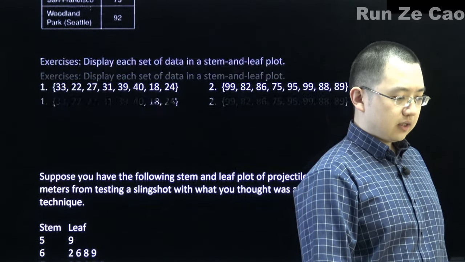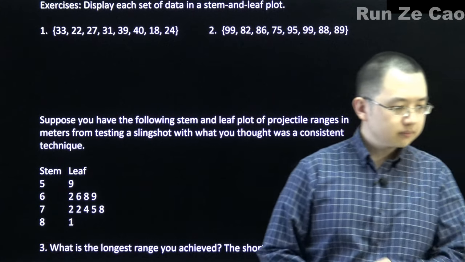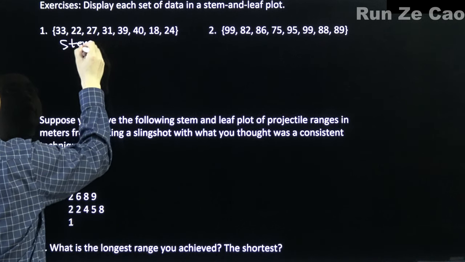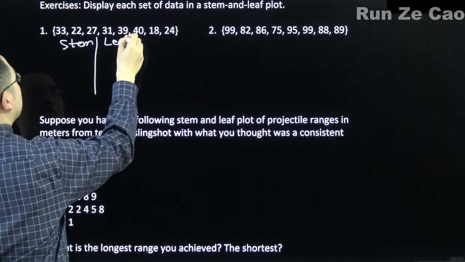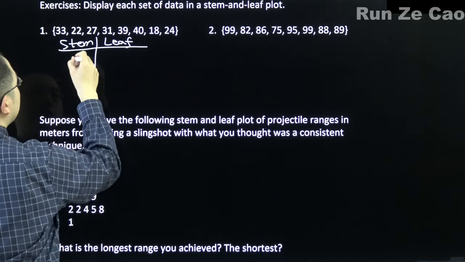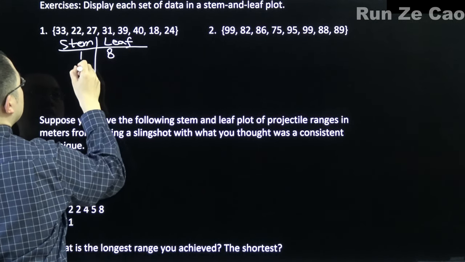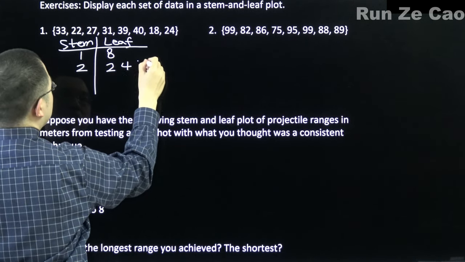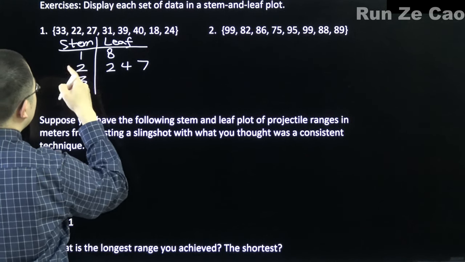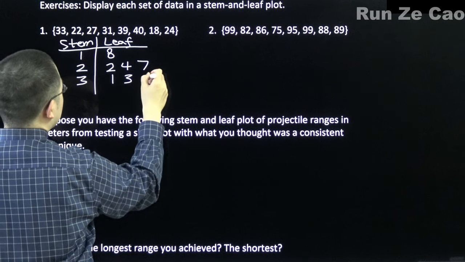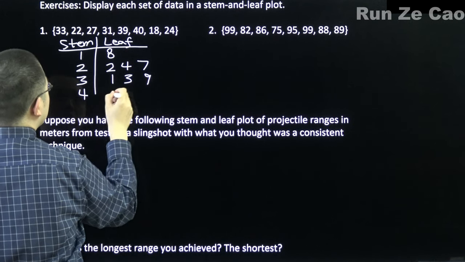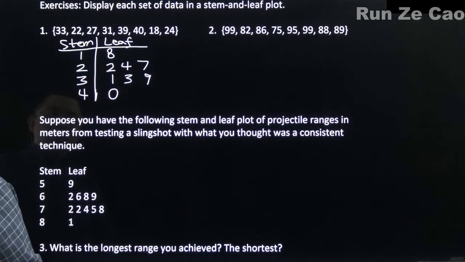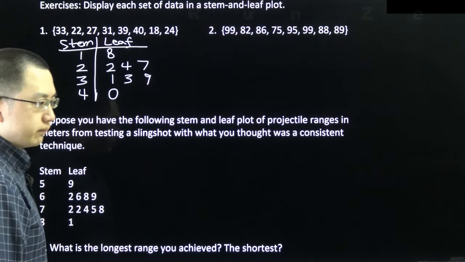So let's display each set of these data in a stem and leaf plot. Stem, leaf. So for the 10s, we have 18. For the 20s, we have 22, 24, 27. For the 30s, we have 31, 33, 39. And then for the 40s, we have 40. Okay, there's 8 data points and we have 8 here. Wonderful. We didn't miss anything.